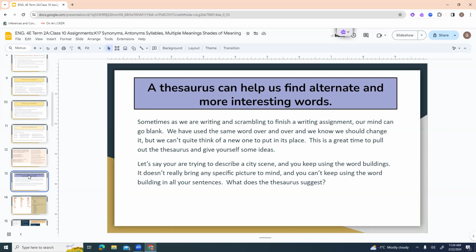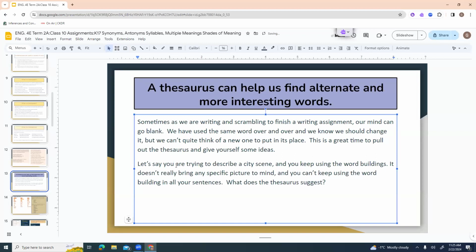So let's say you are trying to describe a city scene and you keep using the word buildings, buildings, buildings, and it doesn't really bring any specific picture to mind. You can't keep using the word building in all your sentences. So what does the thesaurus suggest?